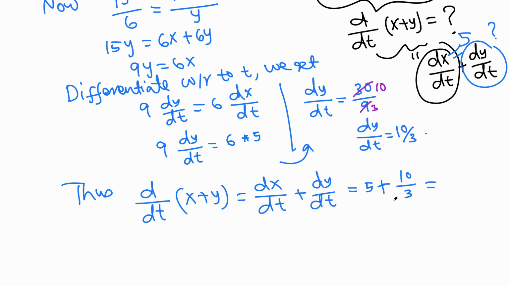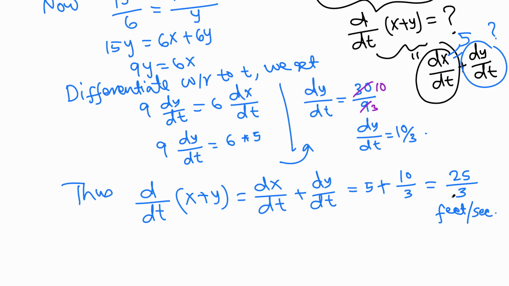Don't go for decimals, we can add these two fractions. 5 multiplied by 3 over 3, then we get 3 as the common denominator. 3 times 5 is 15, plus 10 is 25. So 25 over 3 feet per second.